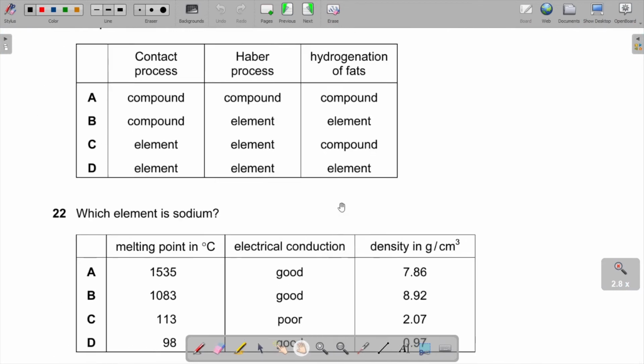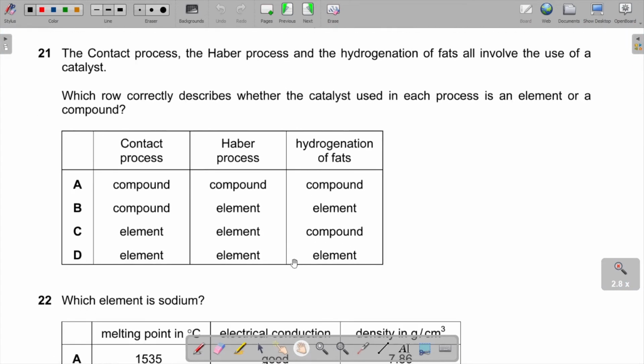Okay, so moving on to the next question. The contact process, the Haber process, and the hydrogenation of fats all involve the use of a catalyst. Which row correctly describes what the catalyst used in each process is, an element or a compound? So in the contact process, what do we use?